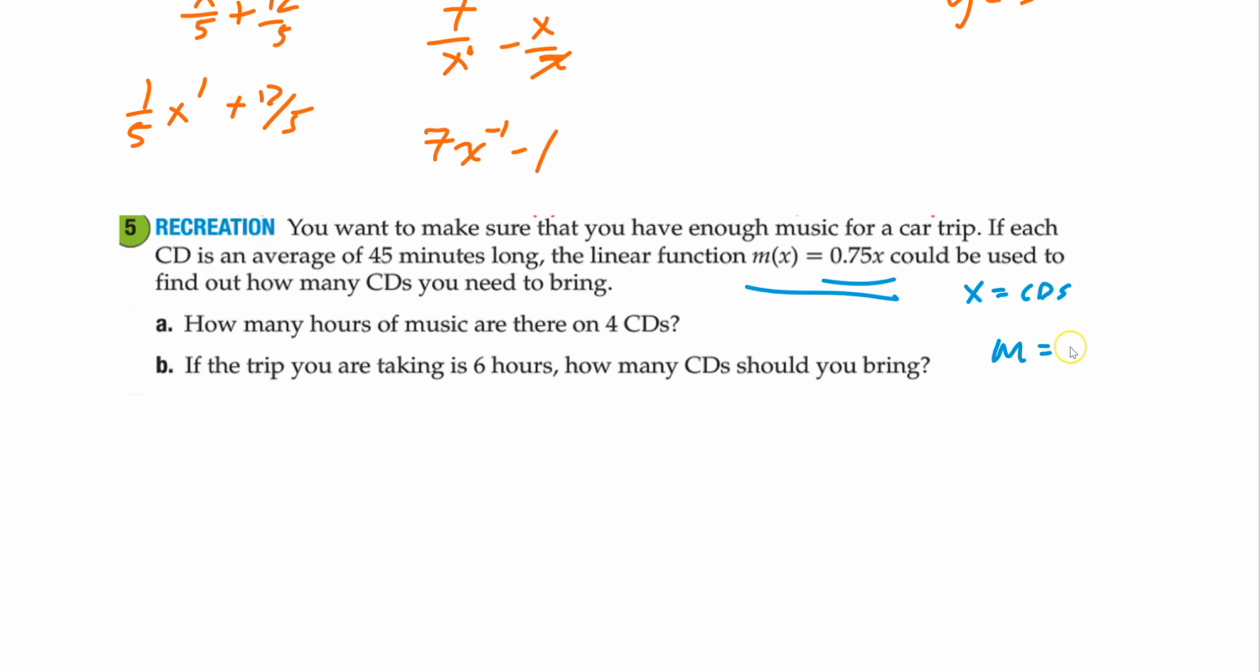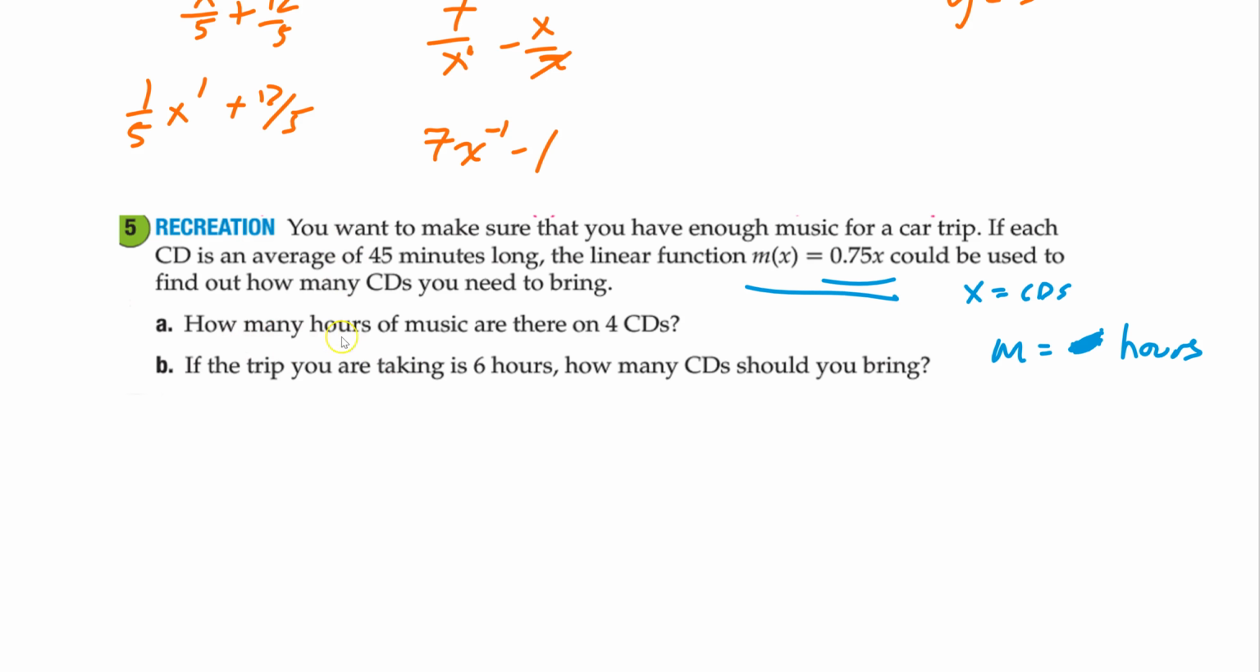and M is minutes. Actually, I think M is hours. Yeah, because 0.75 is 3/4 of an hour, and 45 minutes is 3/4 of an hour. So M is hours. Not very good. Here we go. How many hours of music do you need? Again, they should give you more. They didn't give you enough information here.